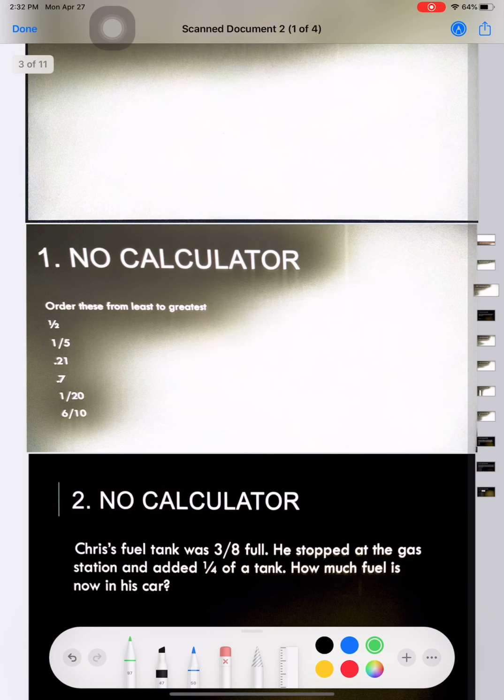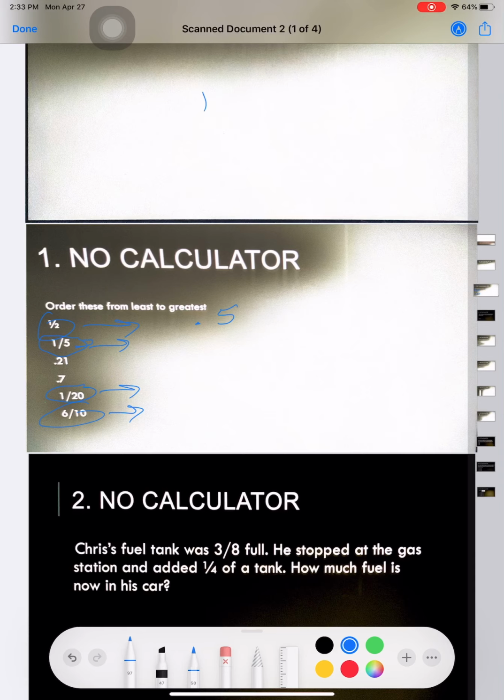So number 1, order these from least to greatest. So you have 1/2, 1/5, 0.21, 0.7, 1/20, and 6/10. What I would do personally is I would take all of these fractions, this guy, this guy, this guy, and this guy, and convert them all to decimal form. You have a few minutes to do these in, so some of these are going to eat up a little more time than others, so keep that in mind. So it's easy to think, all right, 1/2 is 0.5. 1 divided by 2 is 0.5.